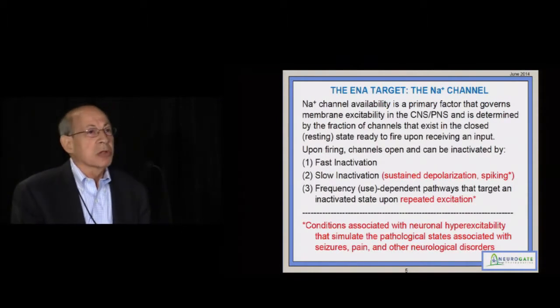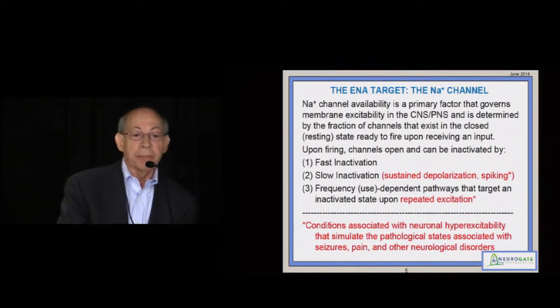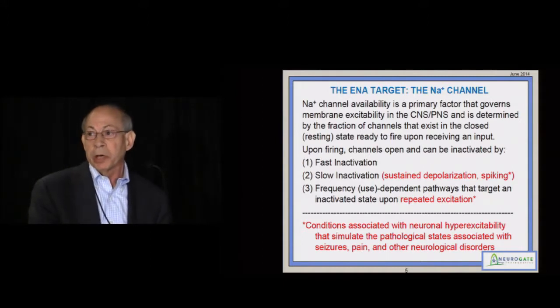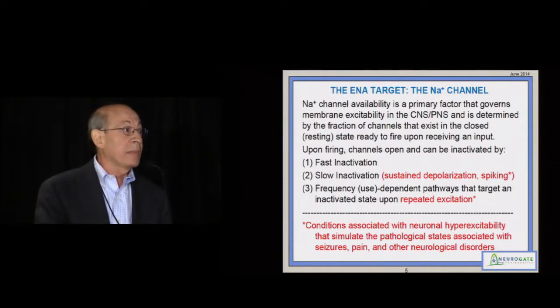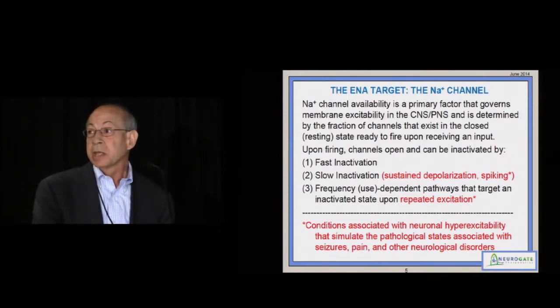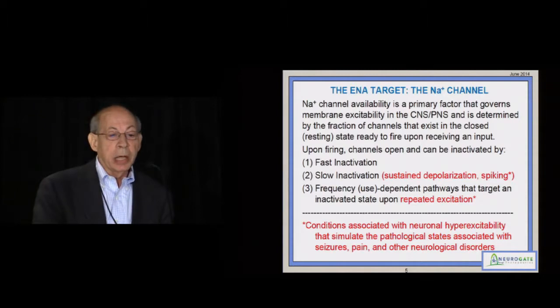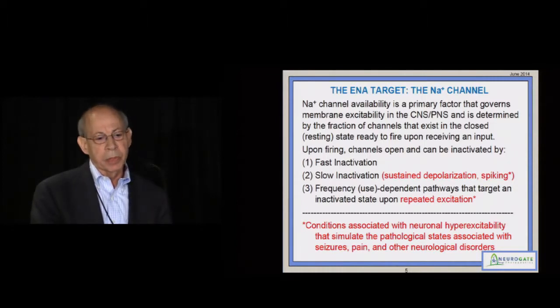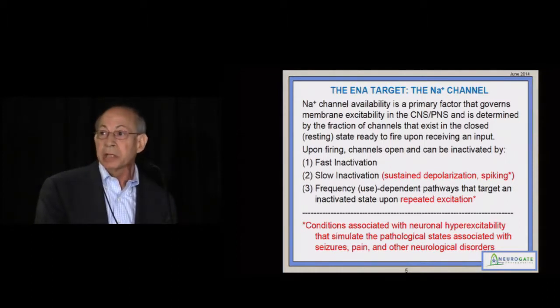So the question is, how do these ENAs operate? Both cellular physiology studies and receptor binding assays indicate that the major pathway for these compounds is the sodium channel. In the CNS and the PNS, what governs membrane excitability is the fraction of channels that are in the closed or resting state that can be fired upon stimulation. And you can control neuronal hyperexcitability by inactivating the channel.